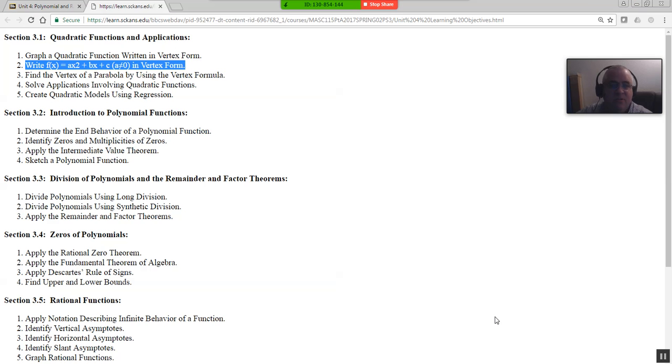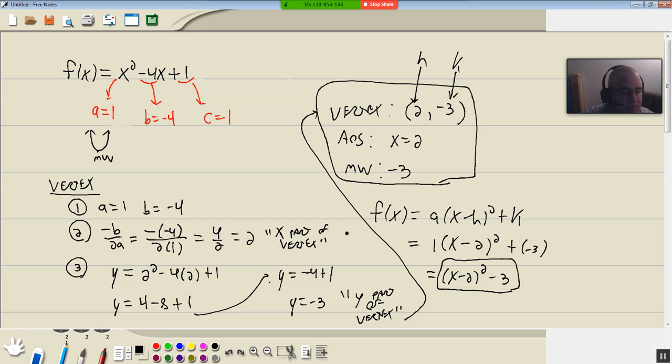So like I say, the easiest way, if it asks you to write a quadratic function in general form into vertex form, is just find the vertex using the vertex formula and then just plug it in. Now create quadratic models using regression. Let me just show that real briefly, and then we'll go on to the next topic.